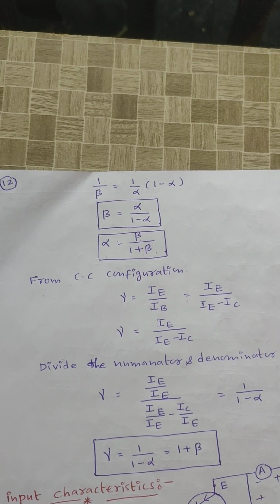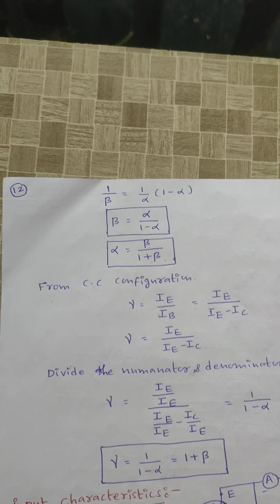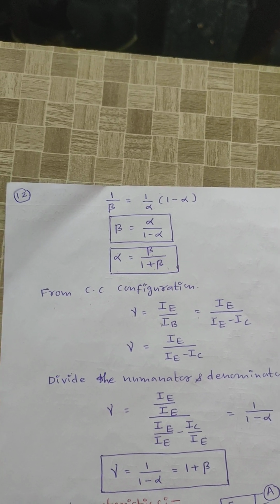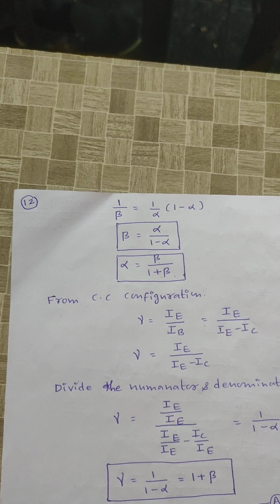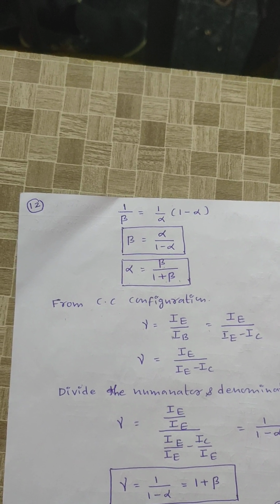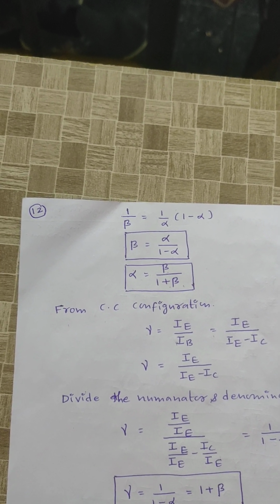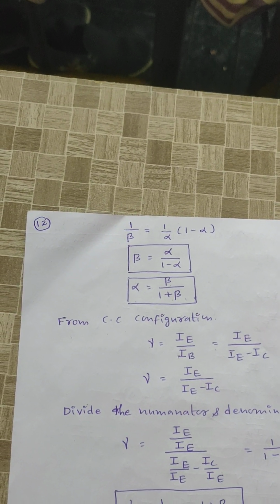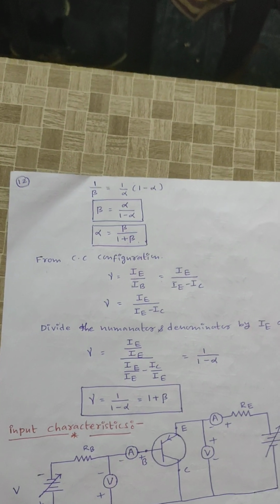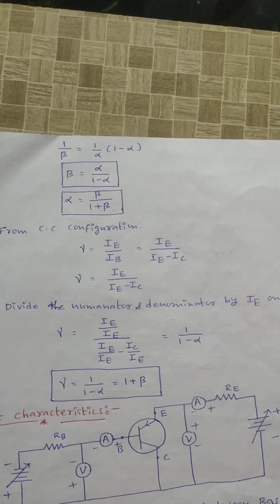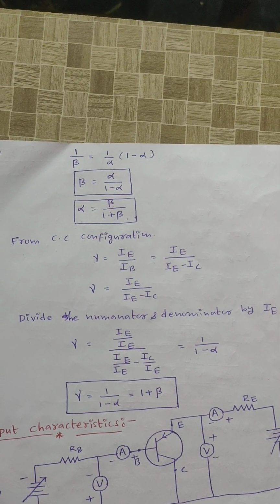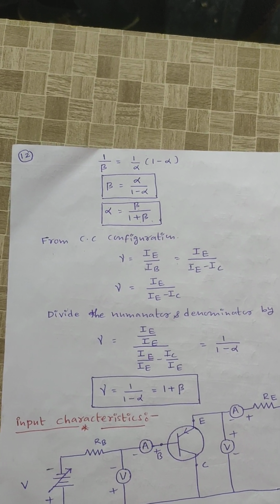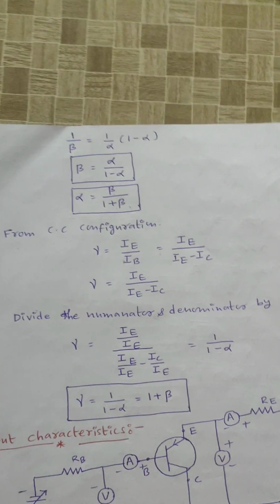IE by IE will be cancelled, so you will get 1 by 1 minus IC by IE. We know that IC by IE is equal to alpha, so gamma is equal to 1 by 1 minus alpha, that is equal to 1 plus beta. If you simplify this equation, you will get 1 plus beta, which gives the relation between alpha, beta and gamma: gamma is equal to 1 by 1 minus alpha, that is equal to 1 plus beta.